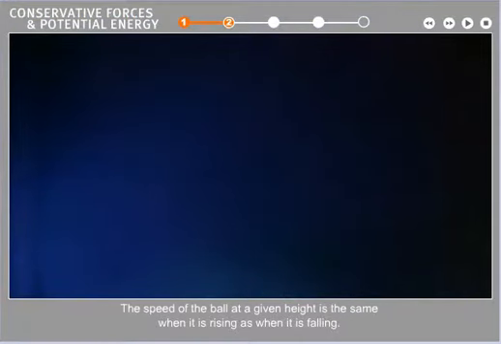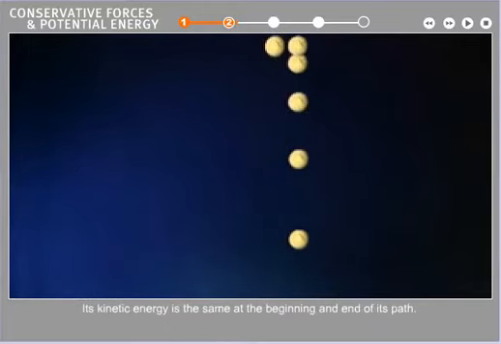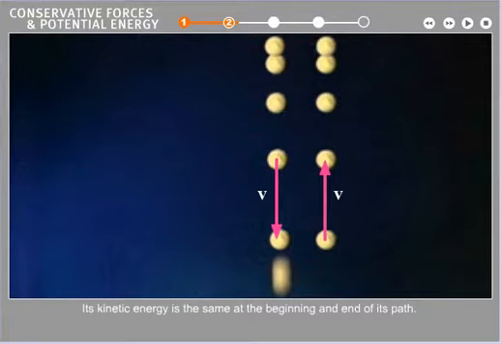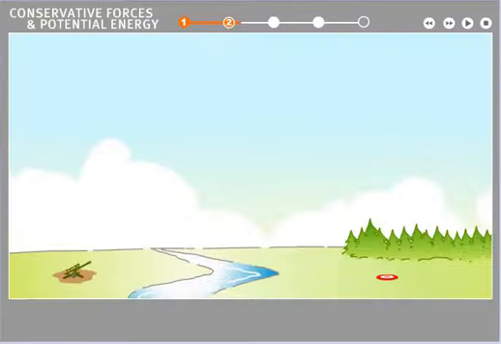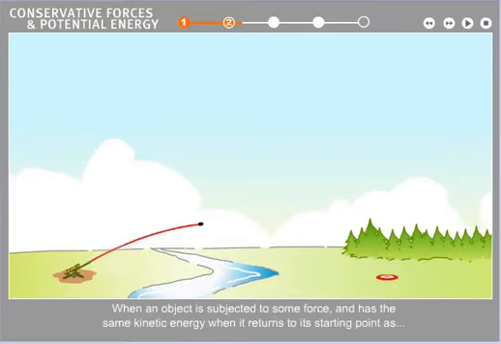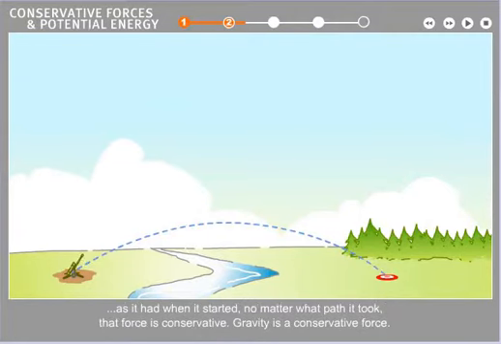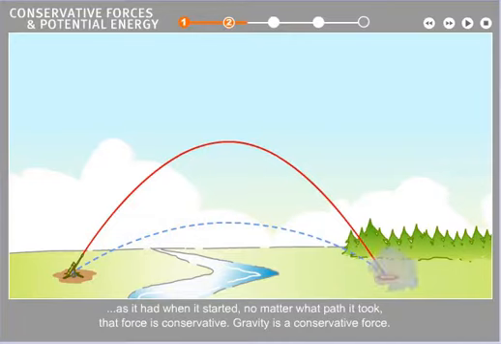The speed of the ball at a given height is the same when it is rising as when it is falling. Its kinetic energy is the same at the beginning and end of its path. When an object is subjected to some force and has the same kinetic energy when it returns to its starting point as it had when it started, no matter what path it took, that force is conservative. Gravity is a conservative force.